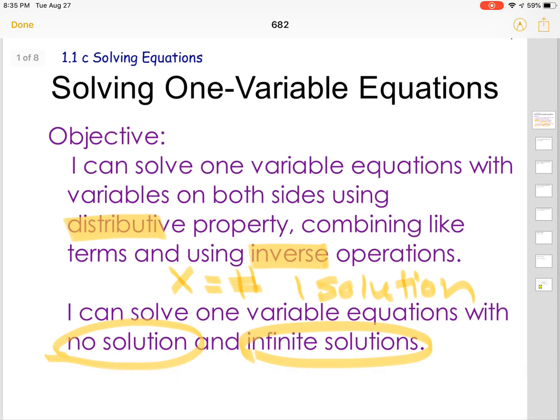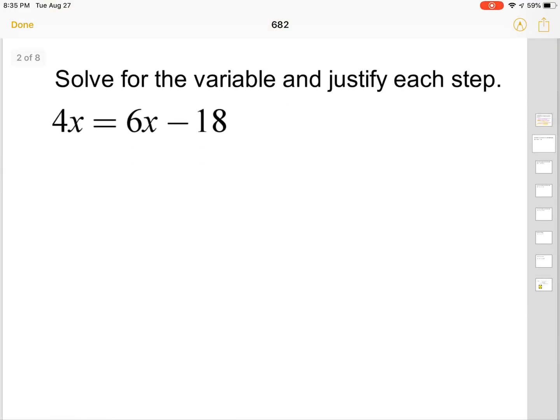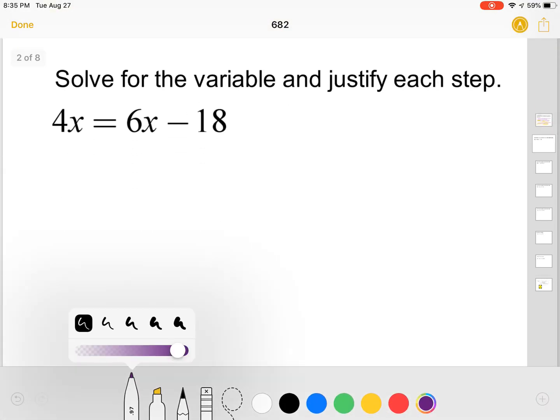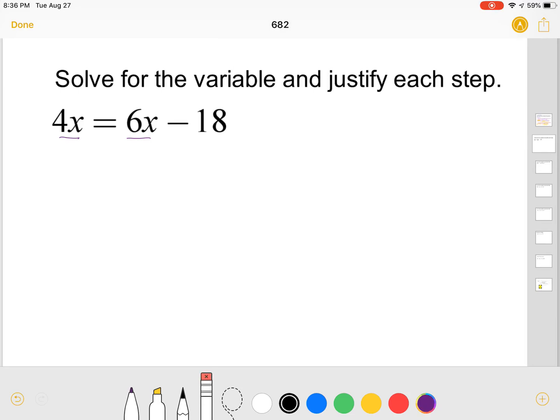First problem we have here is solve for the variable and justify each step. Justify each step, we're going to talk about that a little tomorrow in class. It really just means explain what you're doing, support whatever you decided to do. So we have 4x equals 6x minus 18. Notice how I have 4x on this left-hand side and 6x on this right-hand side. So the first thing I'm going to do is get those to the same side of my equation.